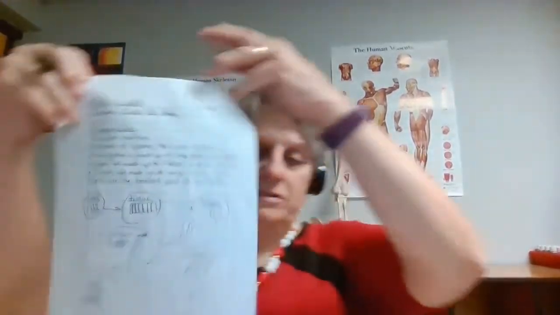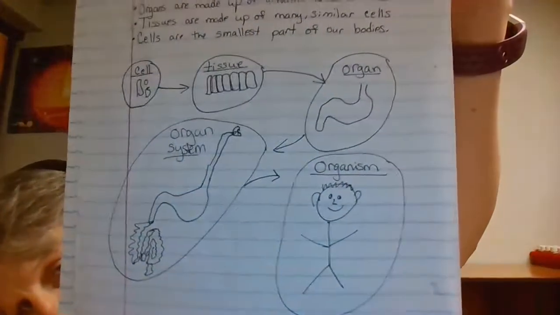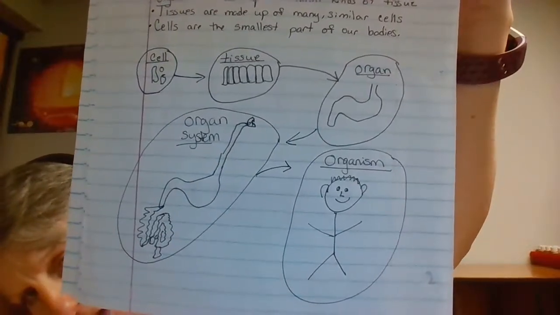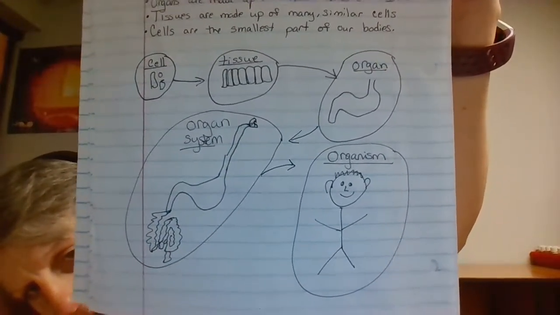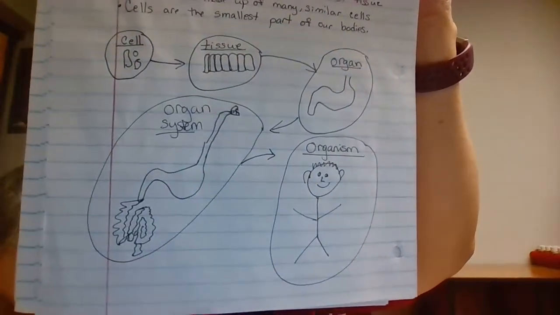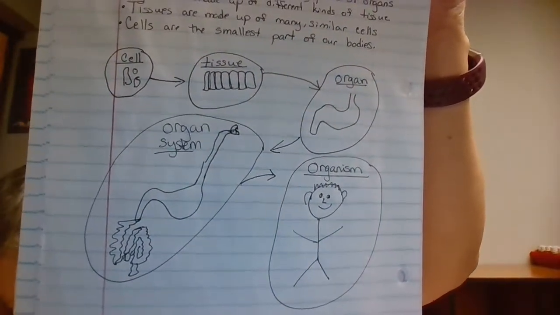Organism. Now I can draw a person as good as the next guy. I guess I should give my guy a nose, give him some ears too, a little bit of hair. Okay, and that makes up the organism. So that's what your picture should look like. Of course, yours is probably much more artistic than mine. Oops, Mr. Little does not have to worry about me taking his job.